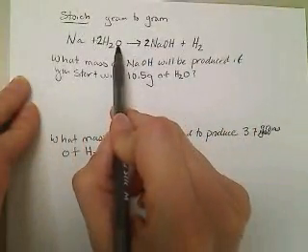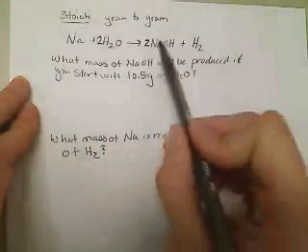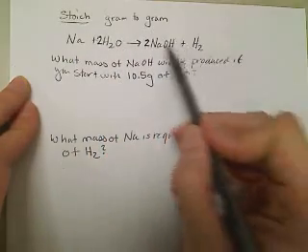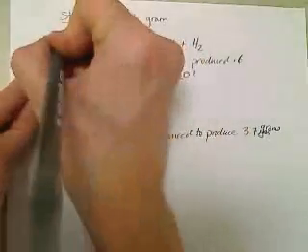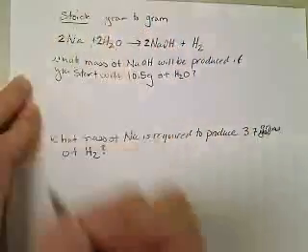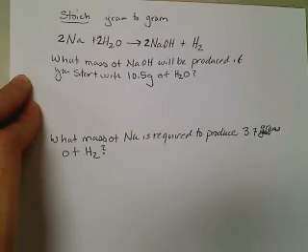2 times 1, I get 2 oxygens. I now have 2 sodiums, so I need to put a 2 right there. Now my equation is balanced.